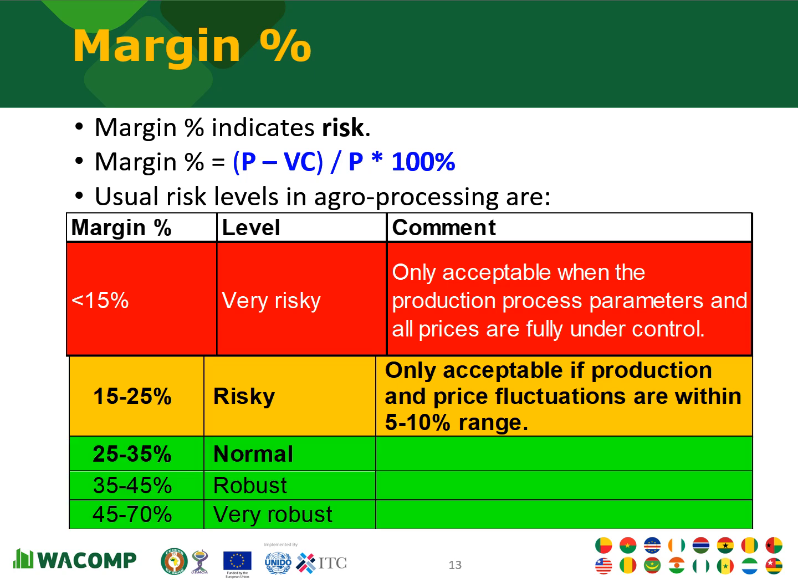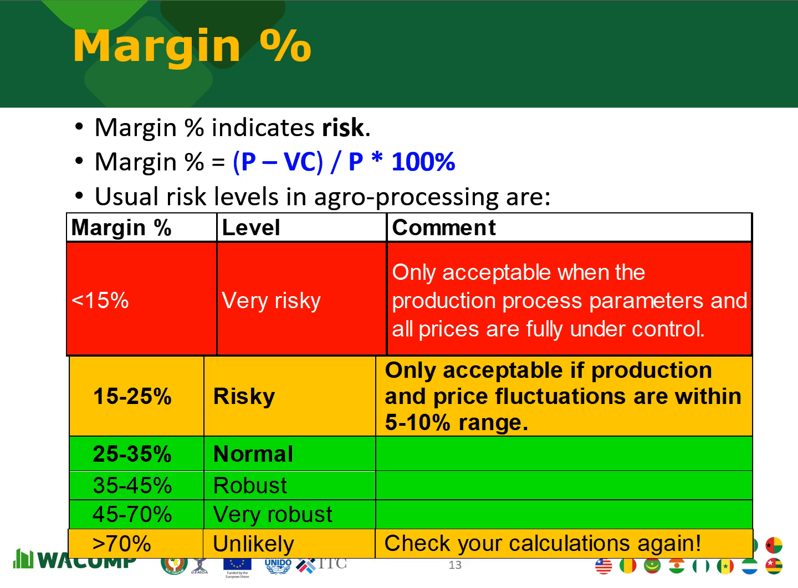Between 25 and 35%, that is a normal margin in agro-processing. And a margin between 35 and 45%, we call it robust. 45 to 70% is even very robust. But if a margin is above 70%, that's very unlikely, and I invite you to check your calculations again.